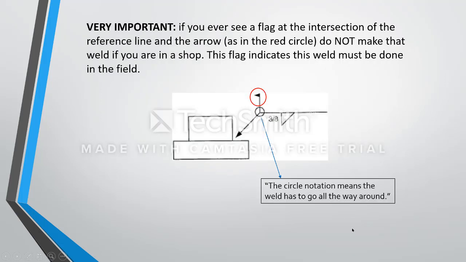We move to the next. Okay, very important. If you ever see a flag at the intersection of the reference line and the arrow, as in the red circle, do not make that weld if you are in a shop. This flag indicates this weld must be done in the field or open site.